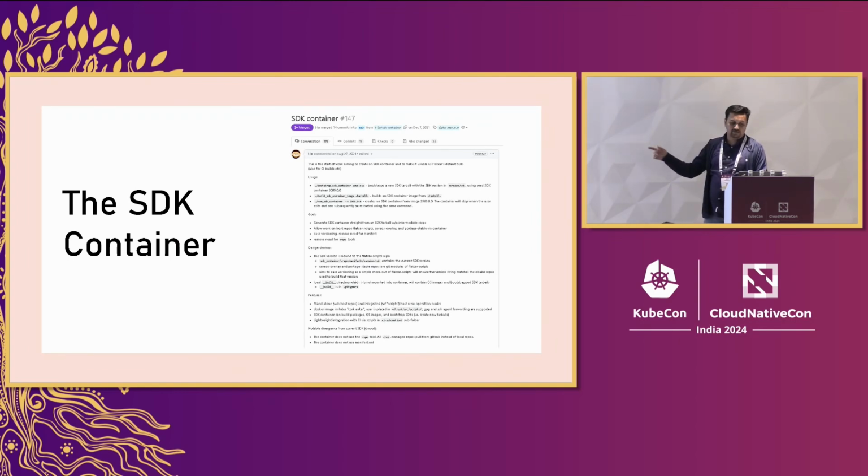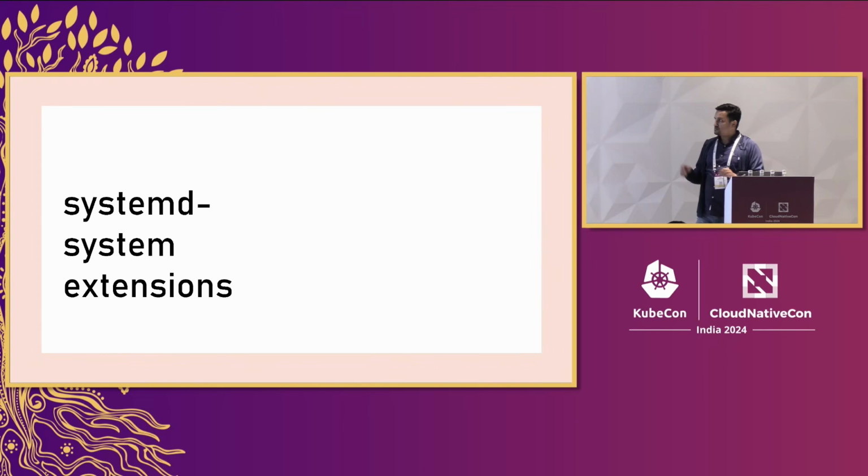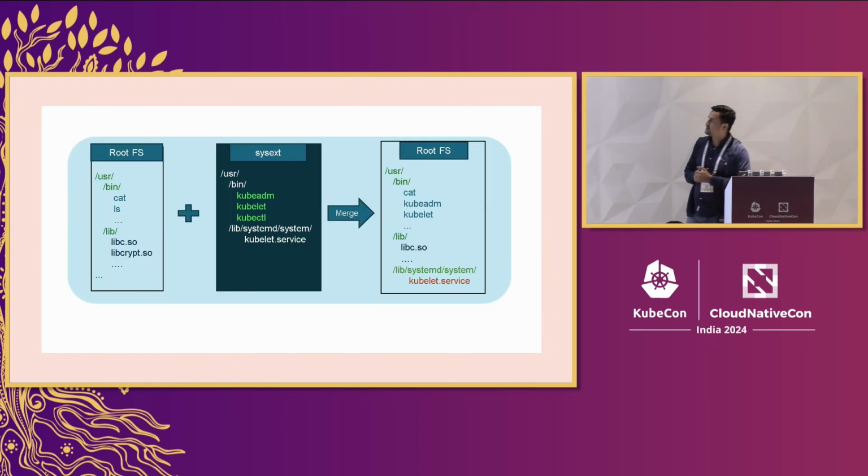And I guess just before 2023, 2023 beginning, we got the first iteration out, and it took a couple more iterations to get it right, but this brought in a big change. At the same time, systemd also introduced this thing called systemd system extensions. What this primarily is, is that you can basically layer things on.